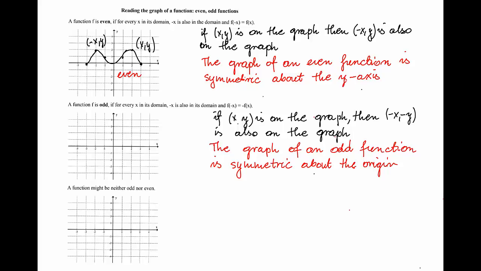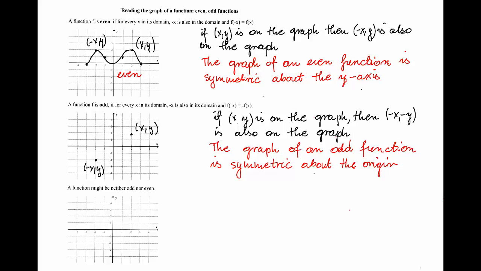Now, a function f is odd if for every x in its domain, negative x is also in its domain, and f of negative x is equal to negative f of x. So the output at negative x is opposite, or negative, of the output at x. That means that if (x, y) is on the graph of the function, then (negative x, negative y) is also on the graph. So if this is the point (x, y), then the point (negative x, negative y) is going to be over here.